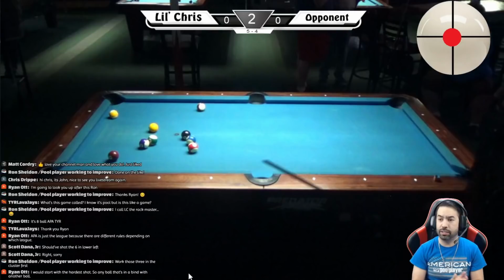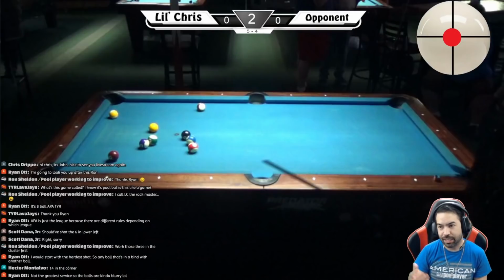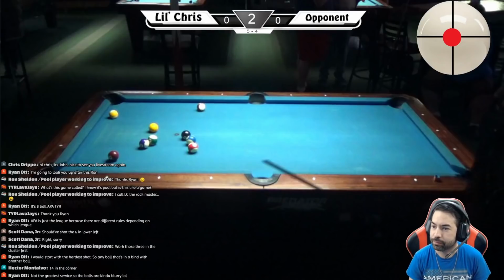Ryan Ott, I like your suggestion, starting with the hardest shot, so that would be any ball that's in a bind with another ball, right? And that's basically what I always like to teach my APA teammates: start with the hardest ball, the hardest ball to play position on, because since you have ball in hand, you can pretty much start in that position. Balls that are cluttered up and don't really have a path to a pocket, clearly you can't start with. But what you can start with is hopefully a ball that's near that clutter, make that ball, and then break out the clutter at the same time.